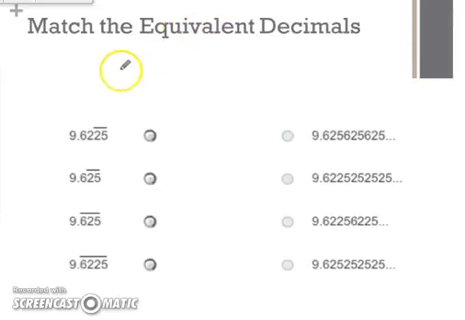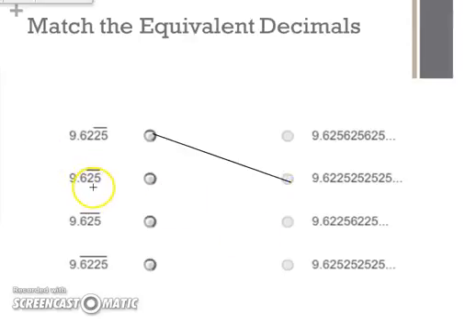Now, matching the equivalent decimals. For the first one, we have 9.6225 with a repeating chunk. Over here, this one is repeating 625, 625. This one is 62 and then 2525. So we'd match it that way.